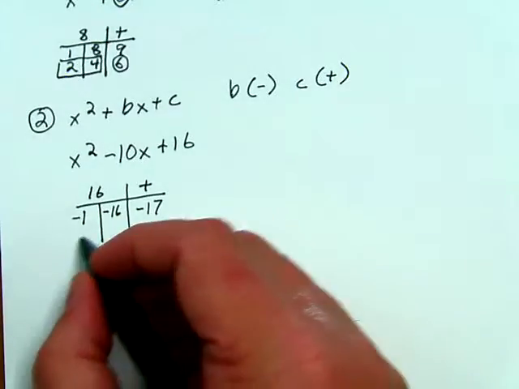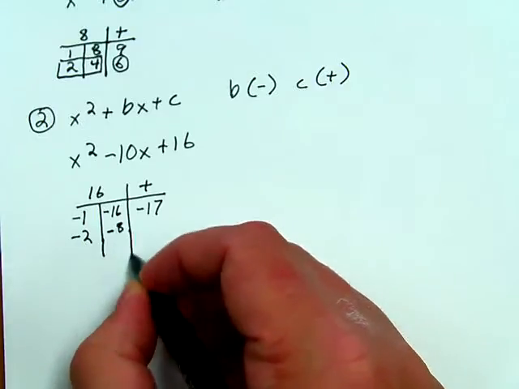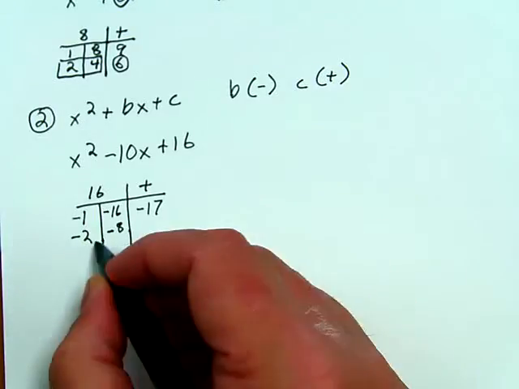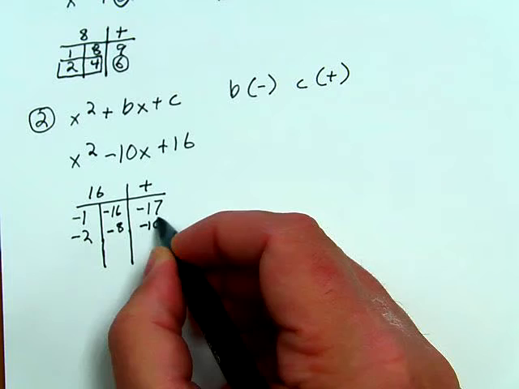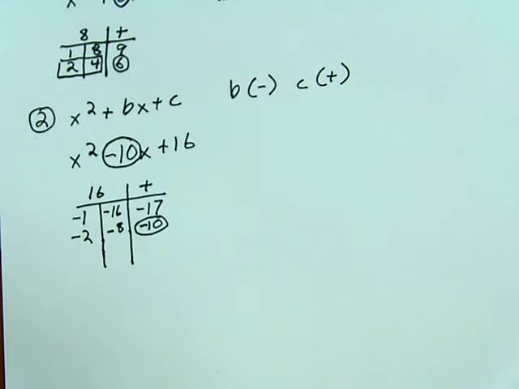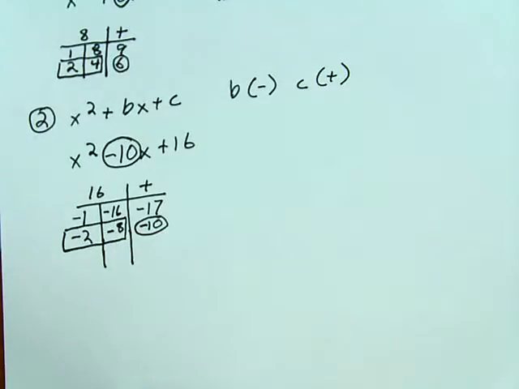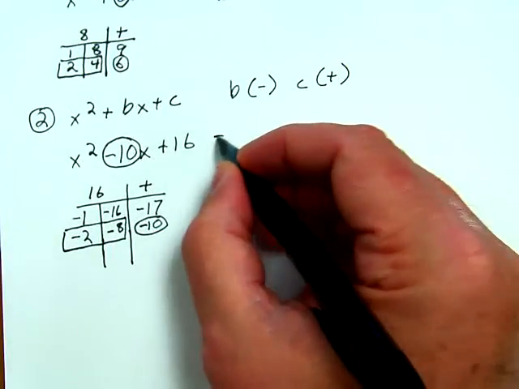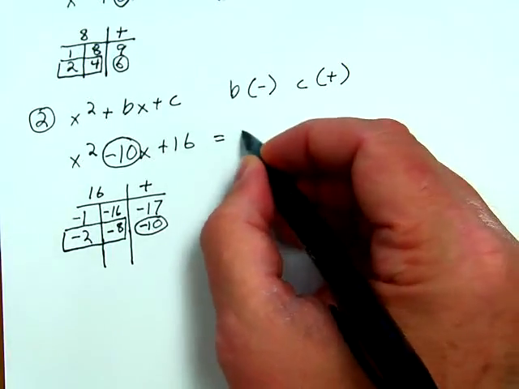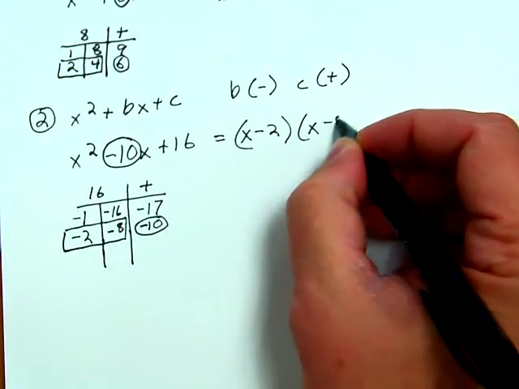Okay? So let's try negative 2 and negative 8. Well, negative 2 and negative 8, when added together, give me negative 10. There it is. Negative 10, negative 10. So that tells me that negative 2 and negative 8 are my two numbers. So this is equal to x minus 2 times x minus 8.